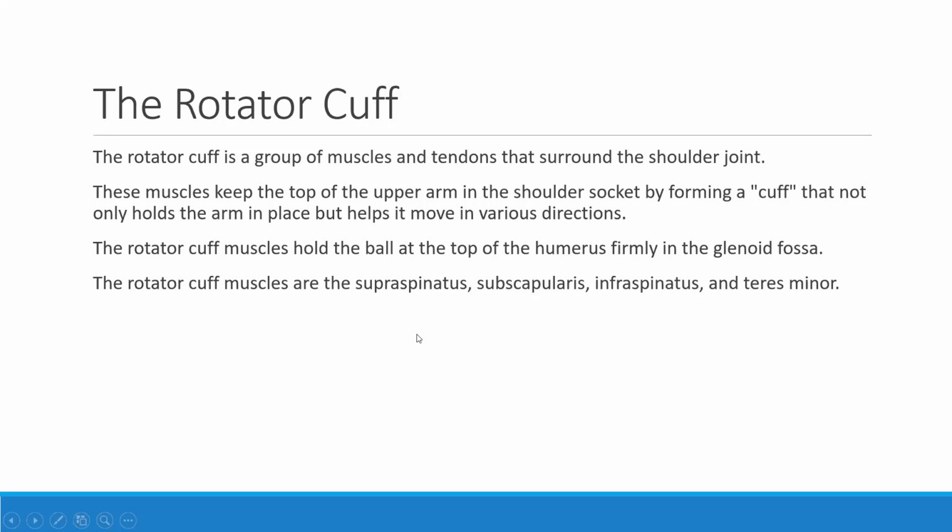So the three muscles we saw already were the supraspinatus in the supraspinous fossa, the infraspinatus in the infraspinous fossa, and the Teres Minor also in the infraspinous fossa. The only one we didn't see is the subscapularis. The subscapularis is on the underside of the scapula in the subscapular fossa.